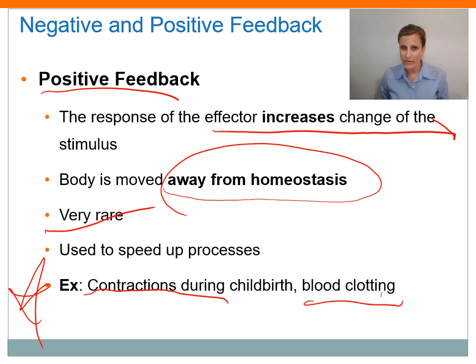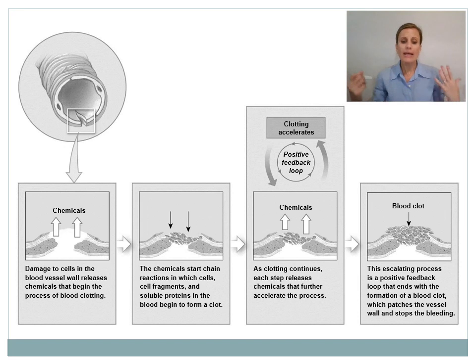Right? They don't go on forever. But for that period of time where the contractions build, that's a positive feedback loop. Brings the body further away from normal. And it's happening to allow some specific process to occur. In this case, an infant to be born. Here we see blood clotting.